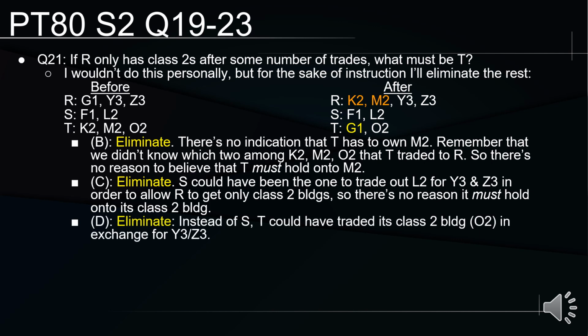D we can also eliminate. Instead of S, T could have traded its class 2 building, which is what we just said for C. So for the same reason as C, we can eliminate D.